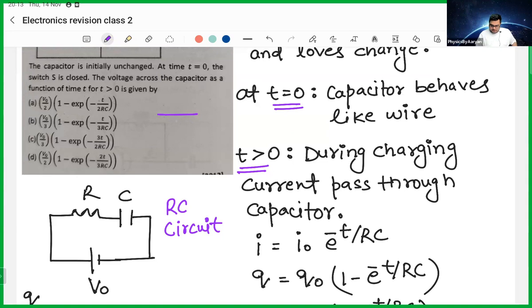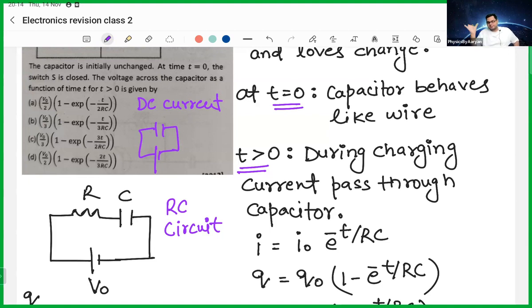So if someone asks, can DC current, basically, when you connect the capacitor to the battery, can the current flow through the capacitor? Many people say no, that when you connect the capacitor to the battery, current does not flow through the capacitor. The answer is not true. It flows through the capacitor when it is charging.